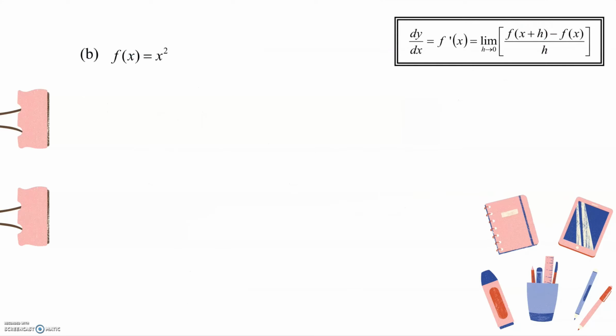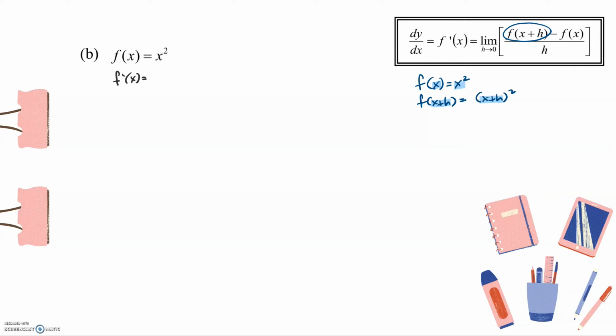Now we try to look at example b. So we have here f(x) equals x². To use the formula, we need to have f(x+h). If f(x) equals x², so f(x+h) will be equal to (x+h), the whole thing squared. This is x and x. So (x+h)(x+h).